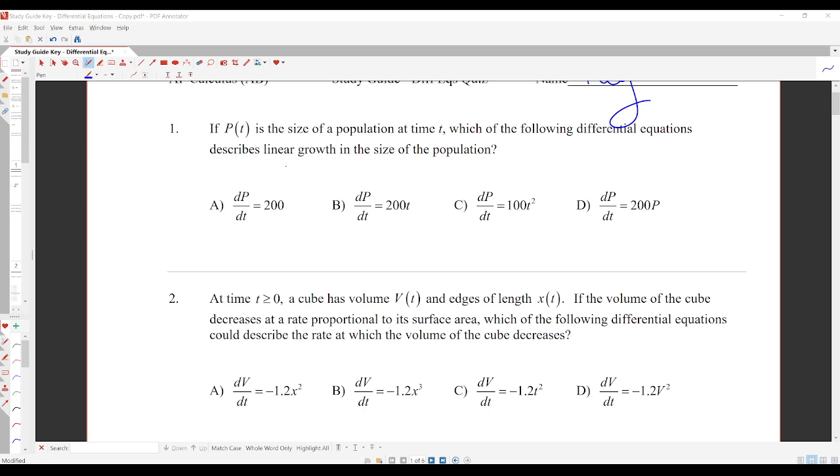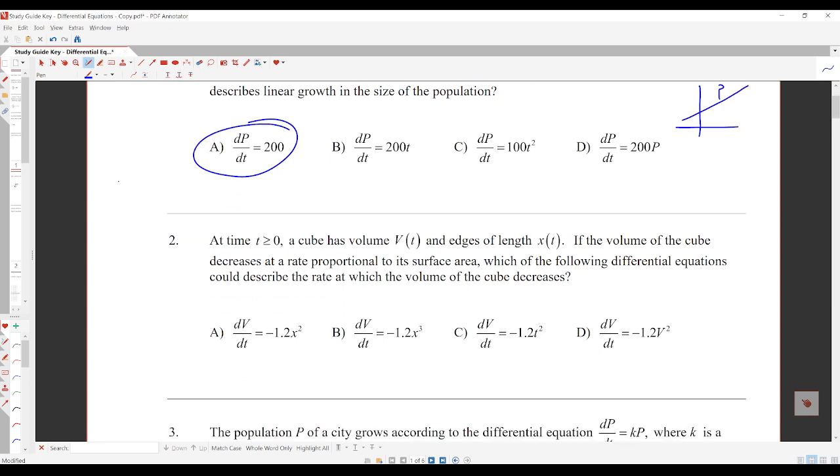Question number 1: if P of t is the size of a population at time t, which of the following differential equations describes linear growth in the size of the population? So if the population is growing linearly, that's P, then the derivative would have to be a constant. And the only one that is a constant is letter A. That's it for number 1.